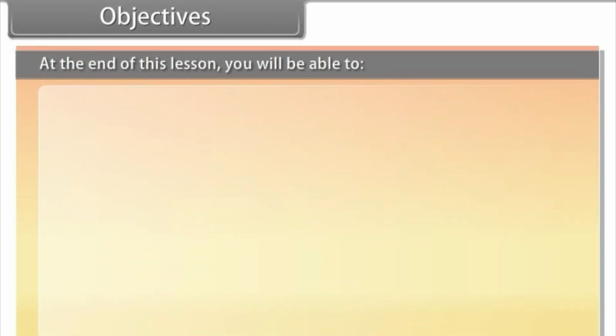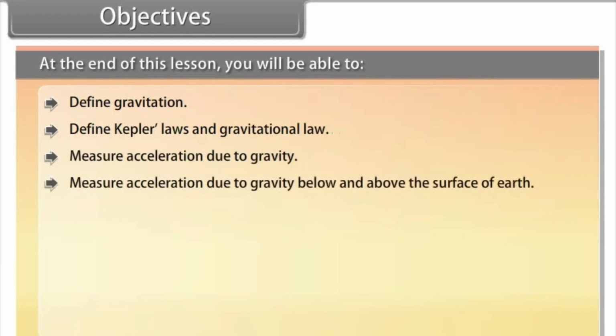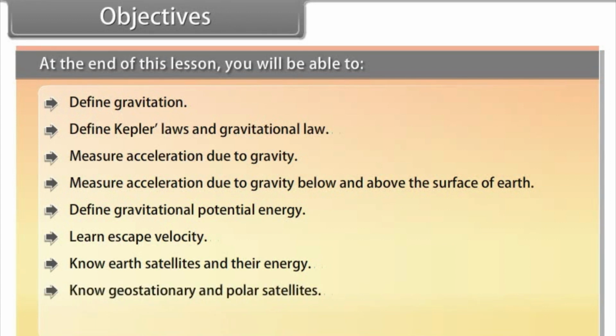At the end of this lesson, you will be able to define gravitation, define Kepler's laws and gravitational law, measure acceleration due to gravity, measure acceleration due to gravity below and above the surface of Earth, define gravitational potential energy, learn escape velocity, know Earth satellites and their energy, know geostationary and polar satellites, define weightlessness.